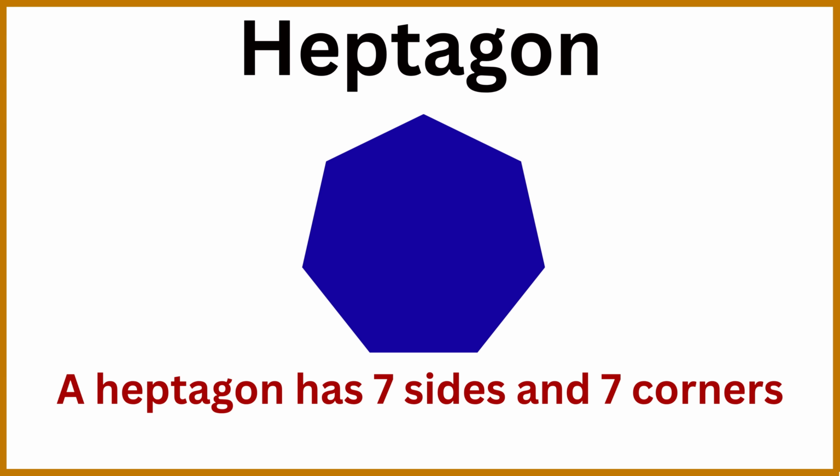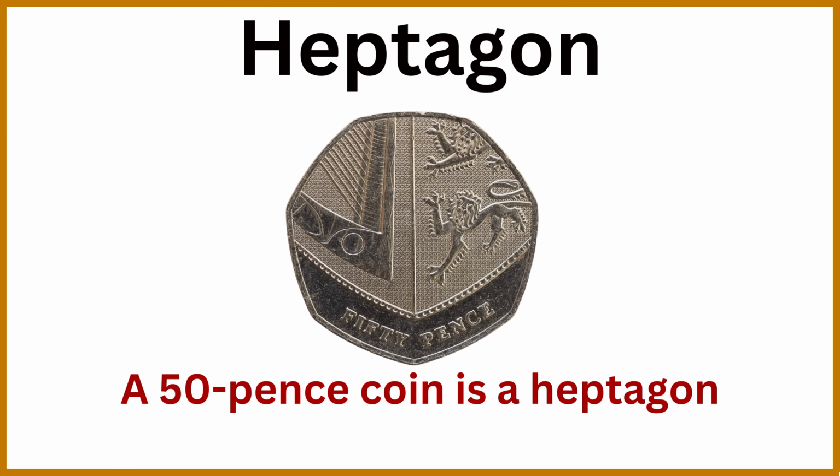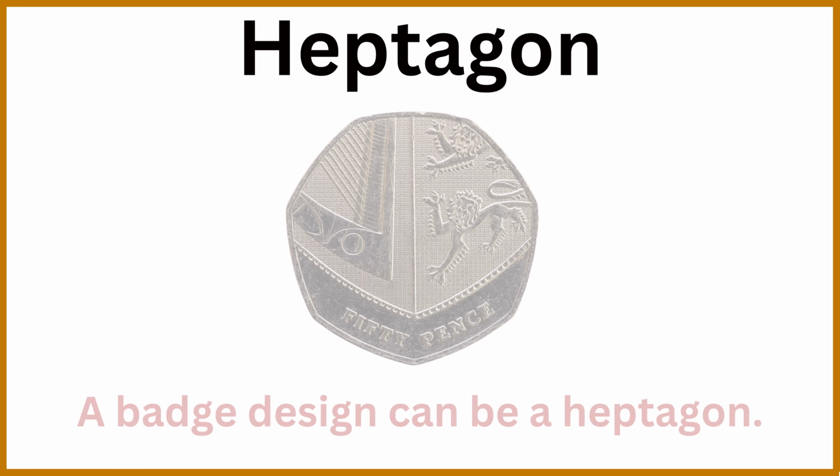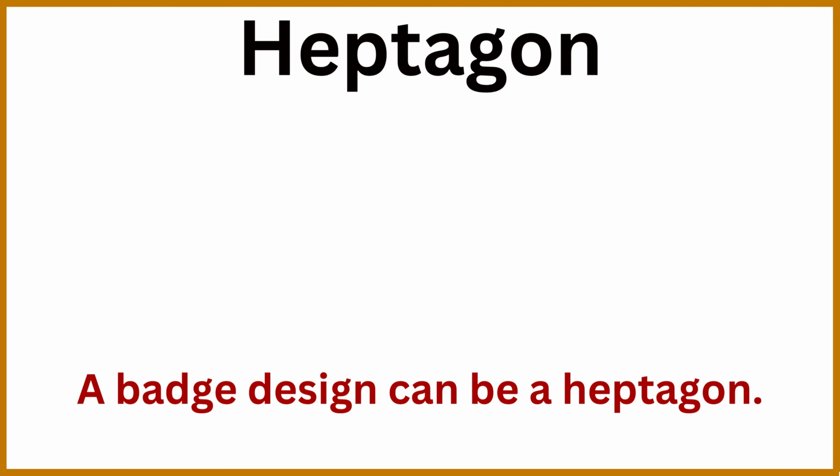Heptagon. A heptagon has 7 sides and 7 corners. A 50-pence coin is a heptagon. A badge design can be a heptagon.